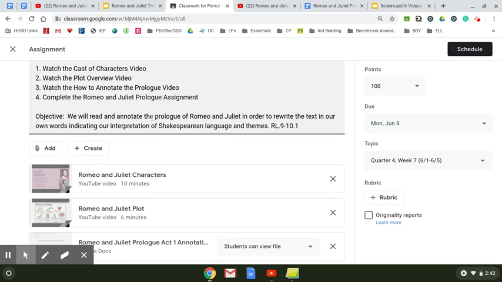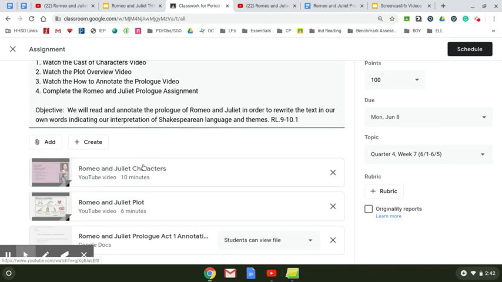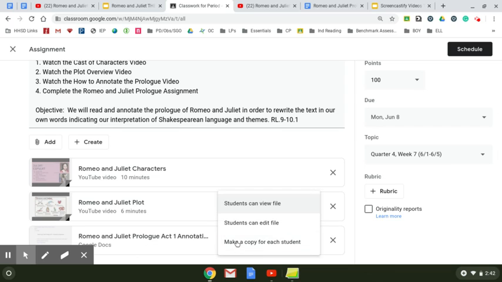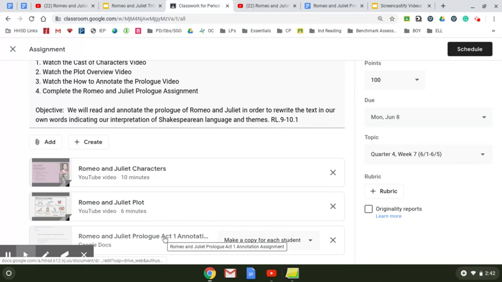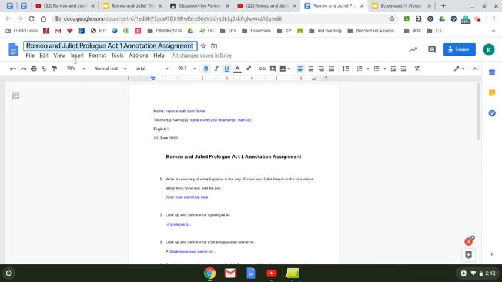Again, there's the objective. So after you watch these 2 videos, you're going to open up this assignment, and this will be one that everybody has a copy of. And once you open this assignment, it's going to look like this. Let me zoom in just a little.